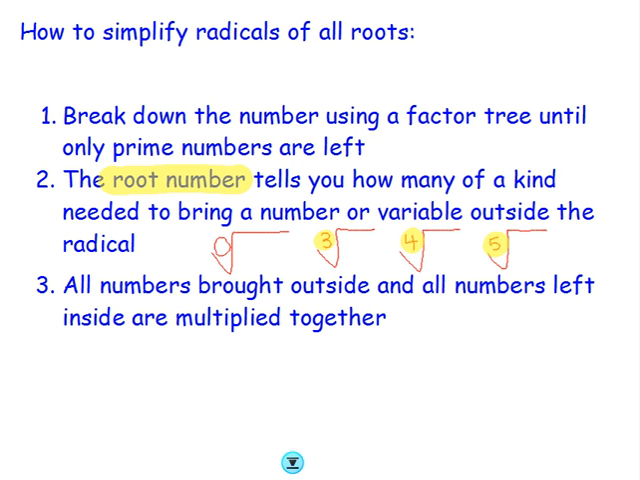Just like before, you're going to cross them off in groups. And when you cross them off, it comes outside the radical as 1. The same thing is going to work with your variables. Then, just like before, all numbers that we bring outside and all numbers left inside, we multiply back together. So I don't want you to look at this right now and be confused. An example will help clarify it a little bit. So let's go ahead and look at the first pair of examples together.